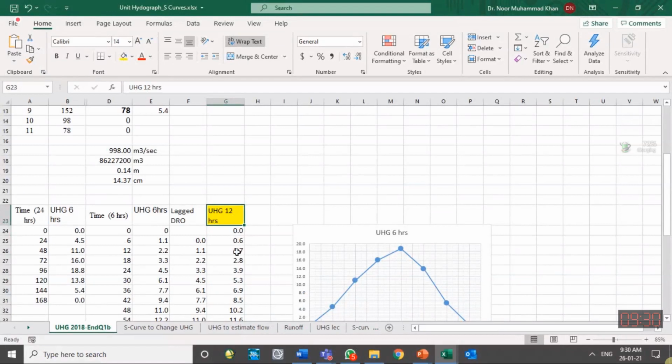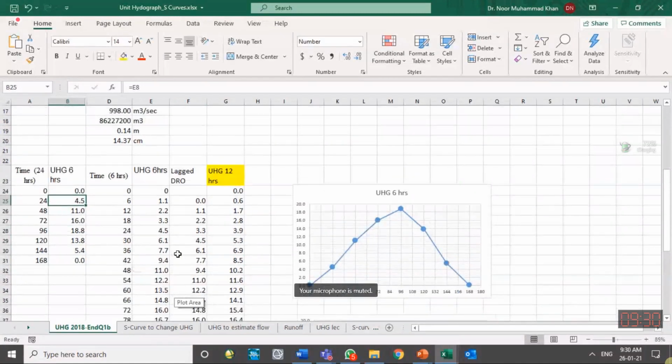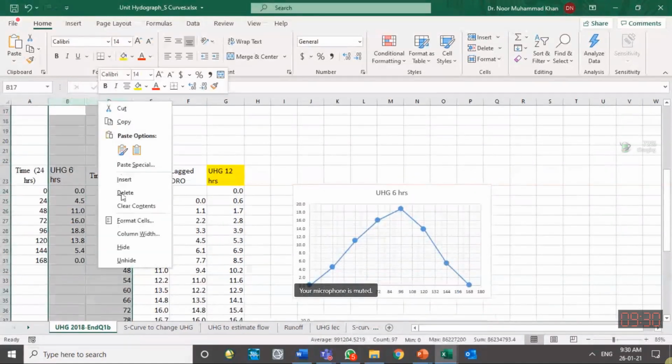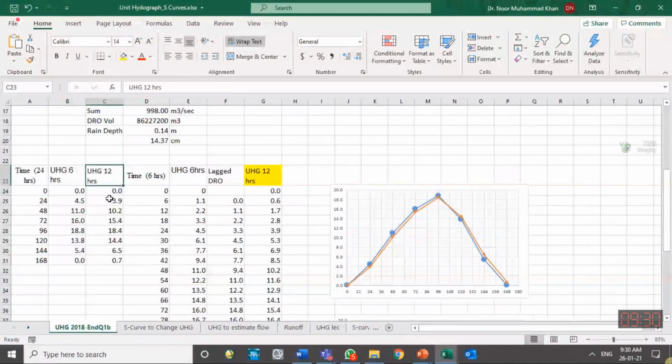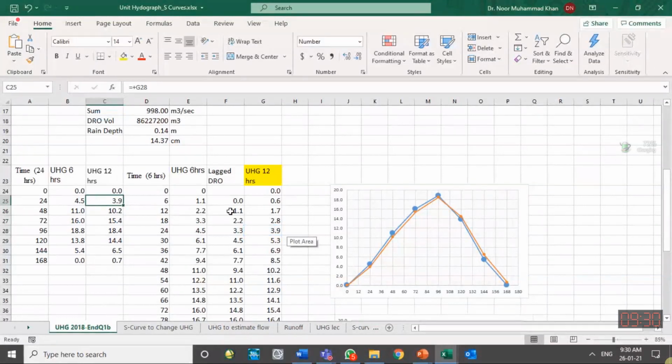This is more precise, 6-hour interval data. If you want the data at 12-hour intervals, just write over here the data after 12 hours, whatever it is. So over here, 12 hours. So he's selecting at 24 hours whatever is the flow, at 48 hours whatever is the flow. So he's writing over it. So this is the lag method.